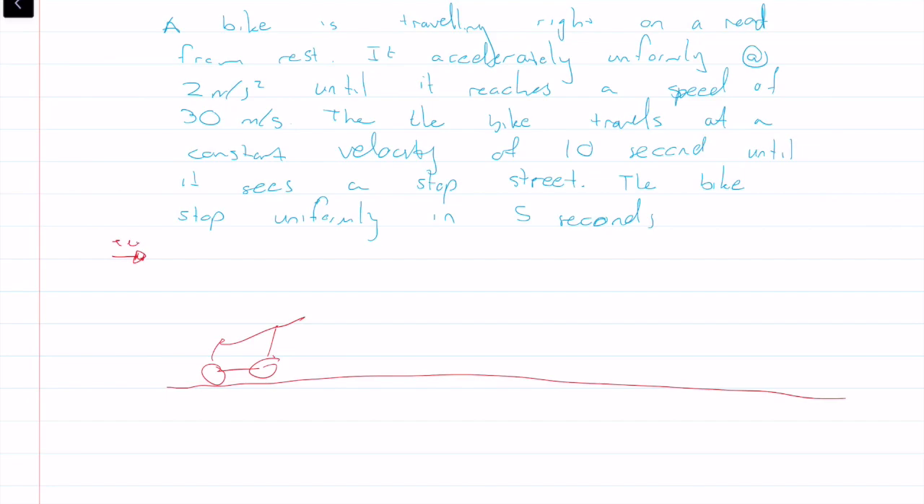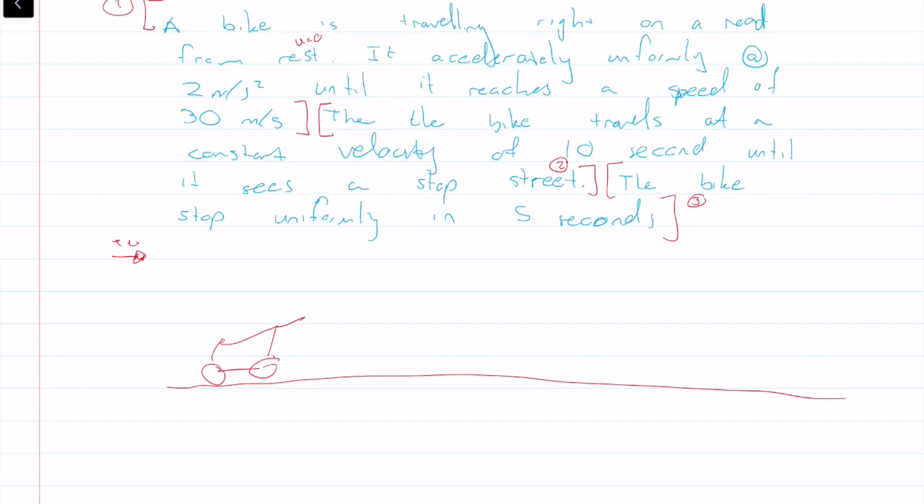Okay, so we can break up this journey into 3 parts. The bike is traveling right on a road from rest. So initial equals 0 here. It accelerates uniformly at 2 meters per second squared until it reaches a speed of 30 meters per second. I would say all of this information is for part 1. The bike then travels at a constant velocity for 10 seconds until it sees a stop street. So this is all for the second part of the journey, and then the bike stops uniformly, and that's the third part of the journey.